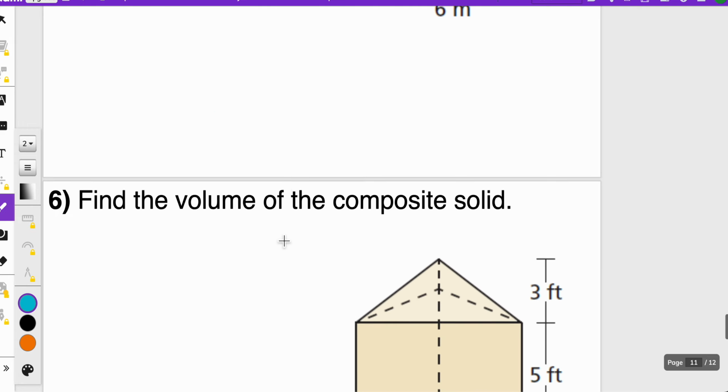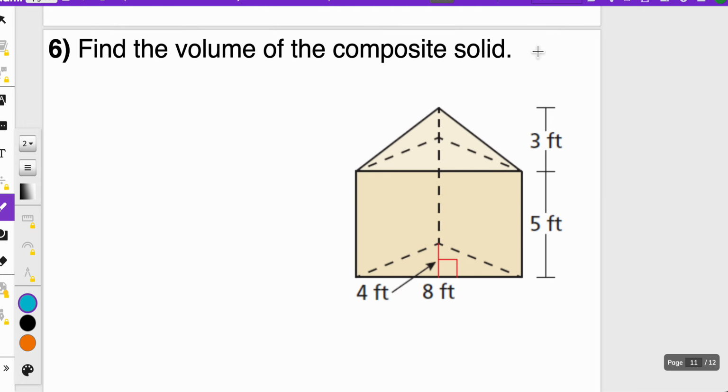Okay. Last one you can try on your own. Why don't you pause the video here, try this one on your own, and when you're ready to check it, click play. All right, I'm going to start with my prism at the bottom.